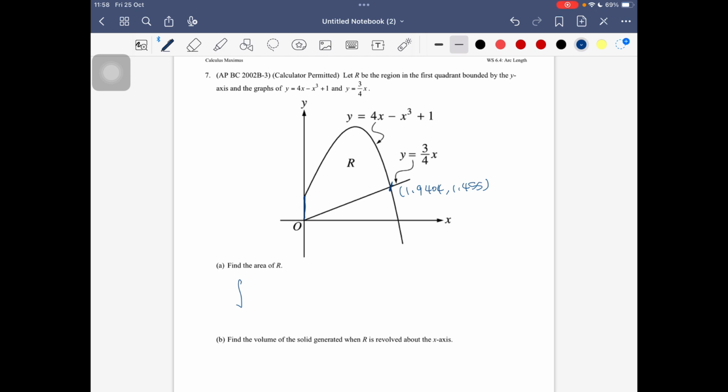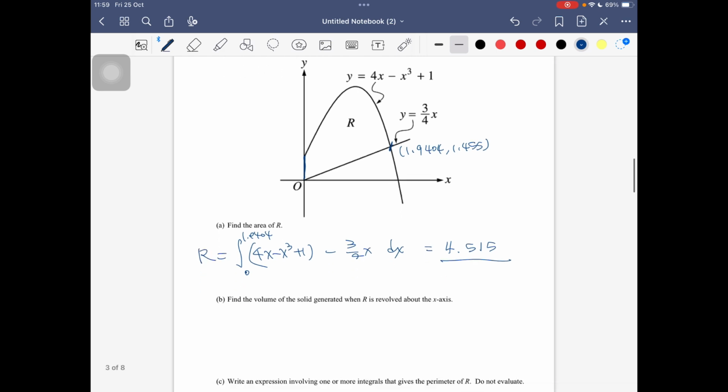The area between two curves should be calculated with subtraction from the upper part to the lower part. So the integral of x minus x cubed plus 1 minus 3 over 4 x dx from 0 to 1.9404. When we calculate it, the answer is 4.515.